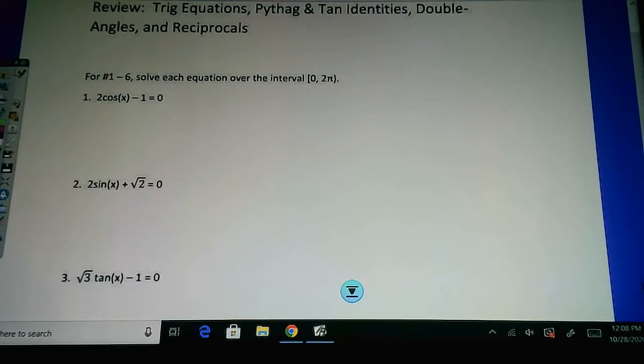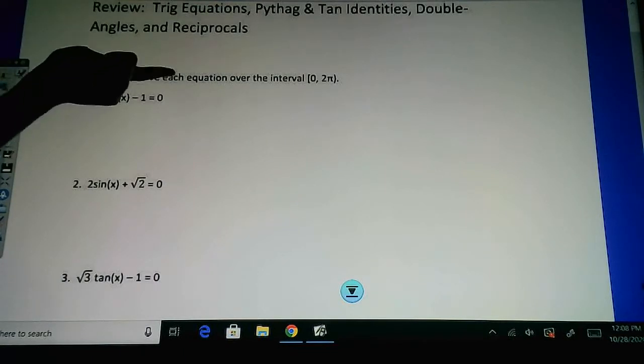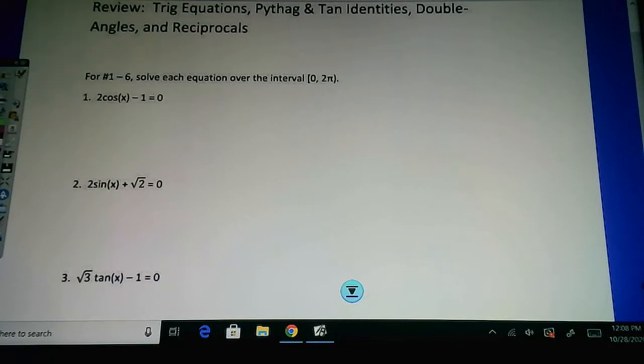Hey, pre-cal students, want to go over the review questions. We've got a test coming up. 4 topics on the test: solving trig equations, using the Pythag and tan identities, using the double angle identities, and knowing about the 3 reciprocal functions.